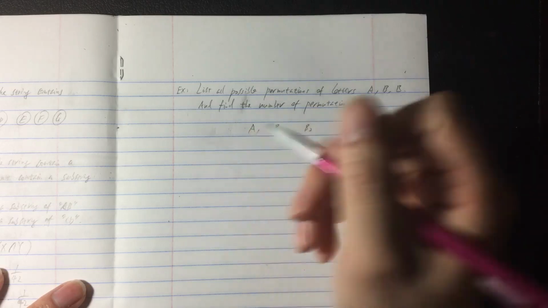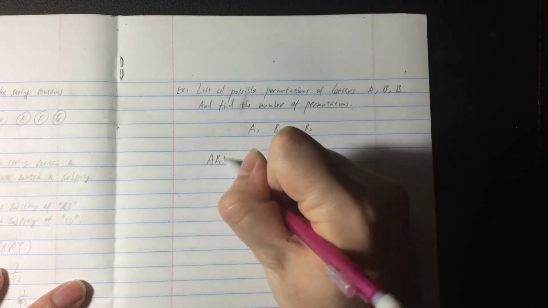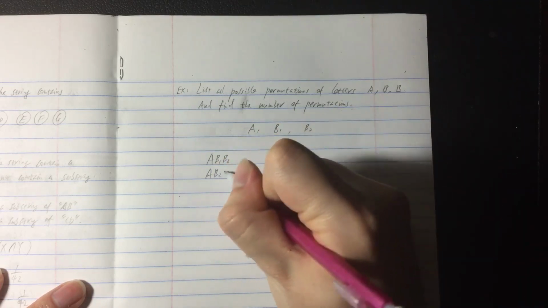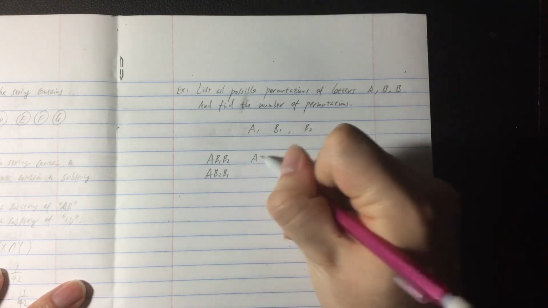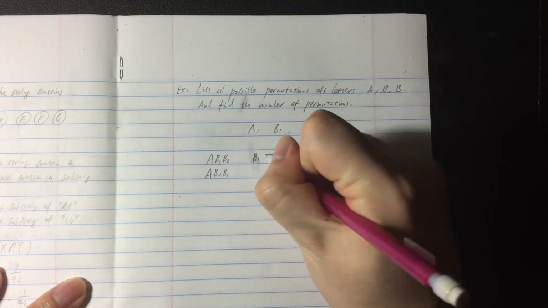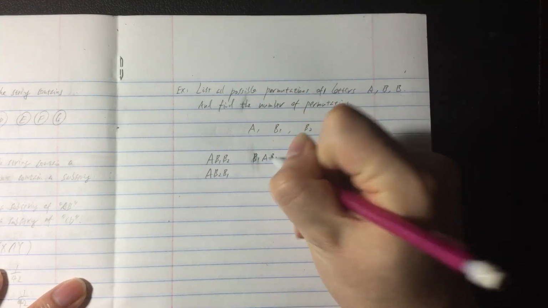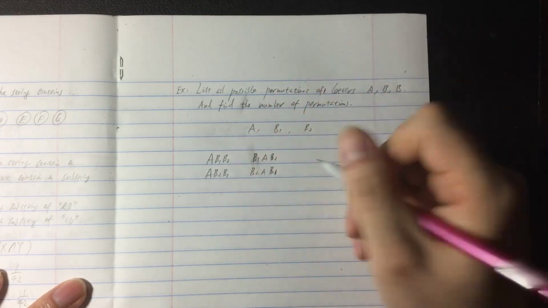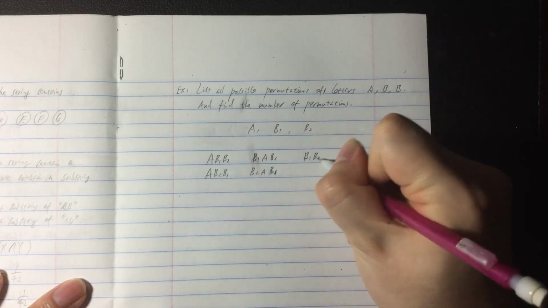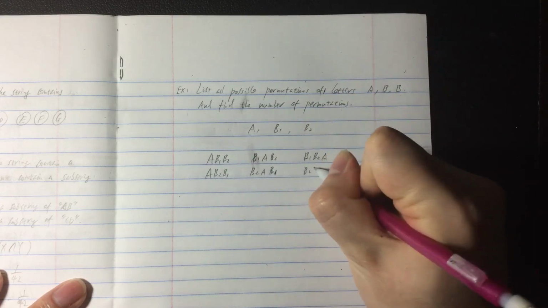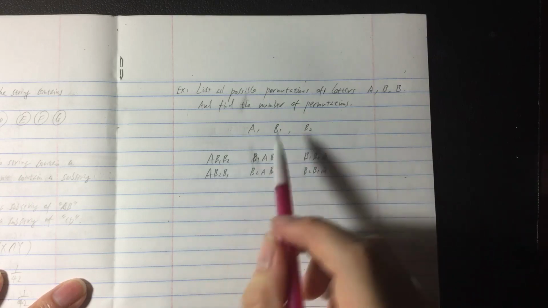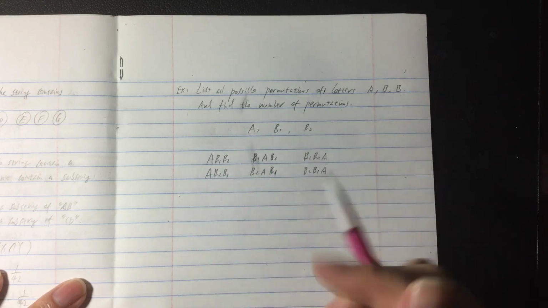Let's write them out first. We have A, B1, B2. That's one arrangement. I have A, B2, B1. That's another one. I have B1, A, B2, or B2, A, B1, or B1, B2, A, B2, B1, A. So here we see that the number of ways to arrange 3 objects is 6. 3 factorial equals 6.